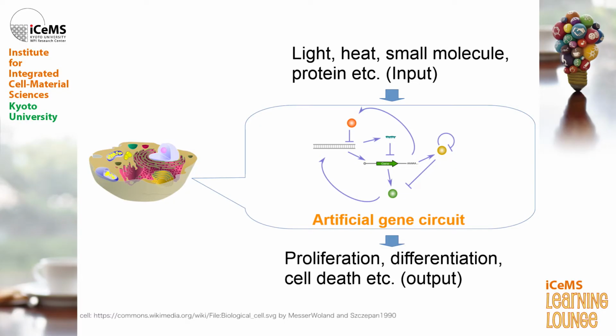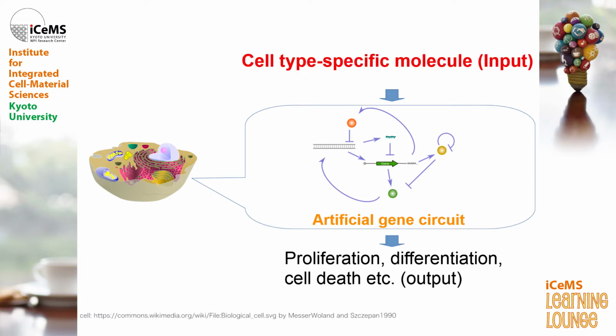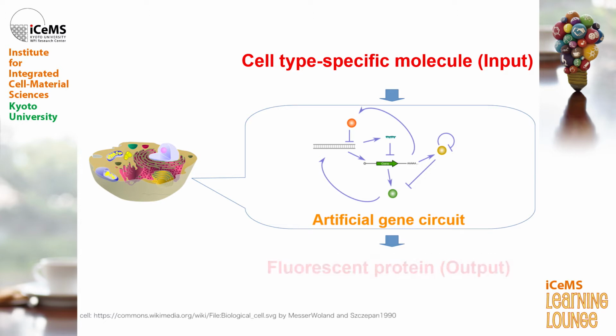So if we install artificial gene switches and construct an artificial gene circuit instead of the endogenous gene circuit, we can change the input and the output cell behavior. That is, if the installed artificial switch can detect cell type specific molecules and produce fluorescent proteins, we can distinguish each cell by the change of the fluorescent signals.